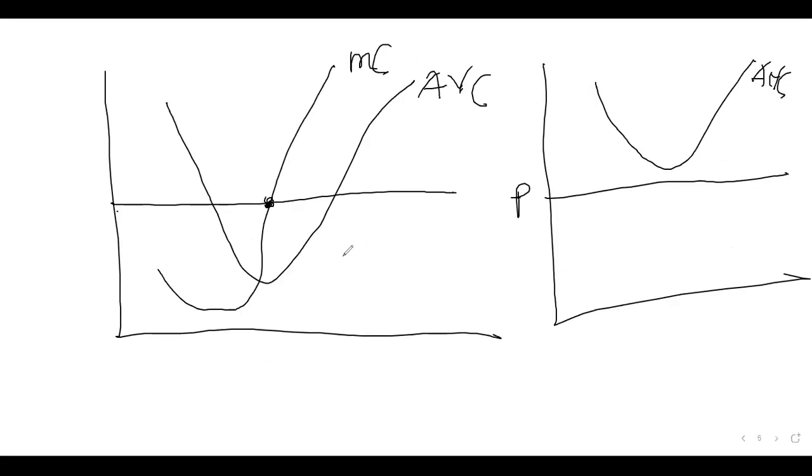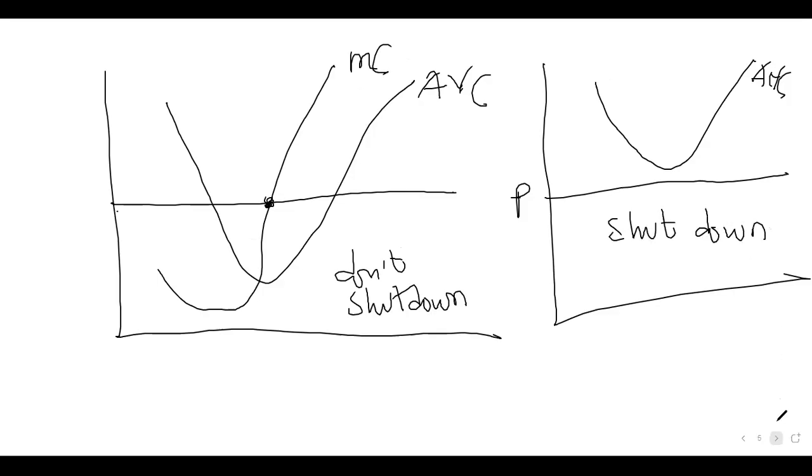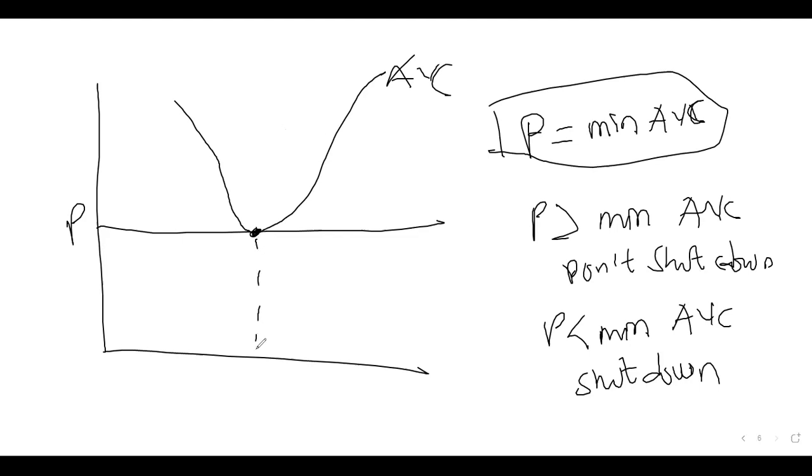So here we don't shut down. And here we have to shut down. And in between is the decision to shut down or not. So this portion is called the shutdown point, and the quantity here is called the shutdown point quantity. Okay. All right.